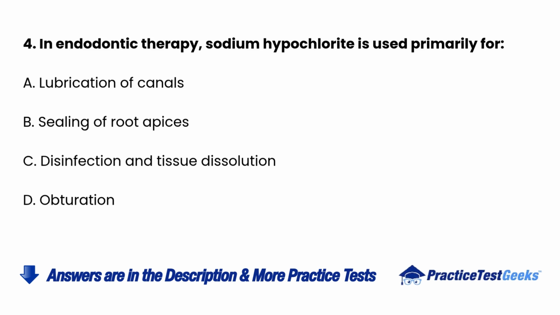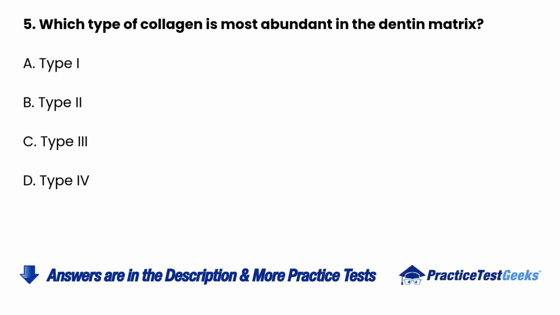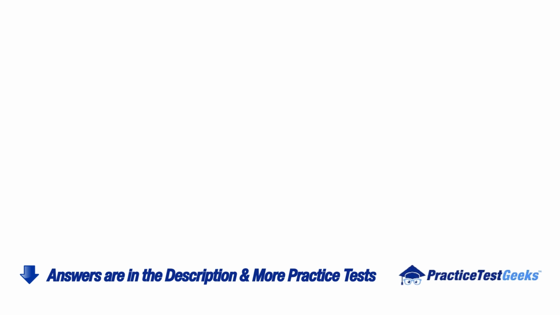C. Disinfection and tissue dissolution. D. Obturation. 5. Which type of collagen is most abundant in the dentin matrix? A. Type 1, B. Type 2. C. Type 3. D. Type 4.